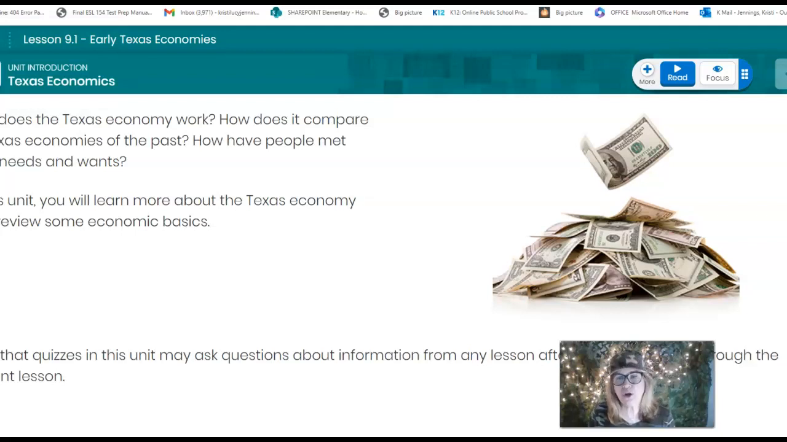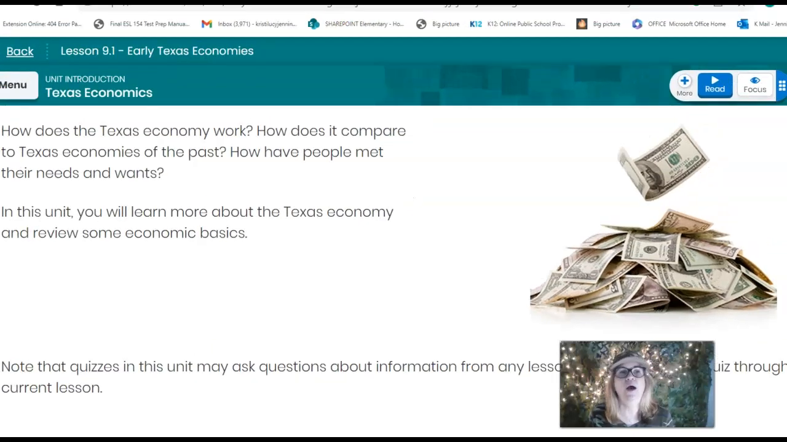The first thing I want to show you is instead of doing ELA first, we're going to look at our social studies first. So you're going to start Unit 9 this week. Unit 8 test was from last week. And if you wanted to do the Unit 8 project, I sent that out via email last week as well.